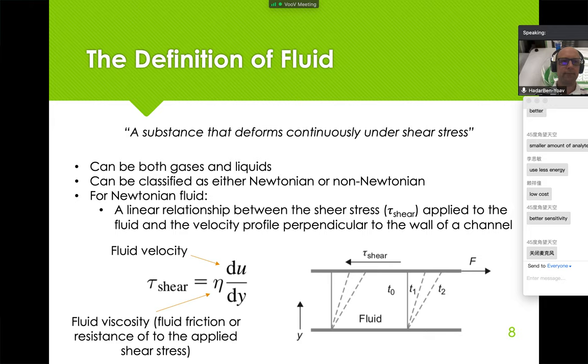Again, if you have any questions, please write in the chat. Otherwise, it's very important to understand each step in the slides.